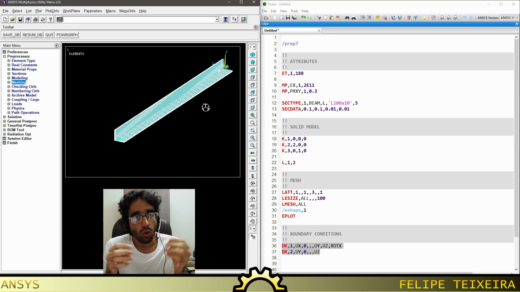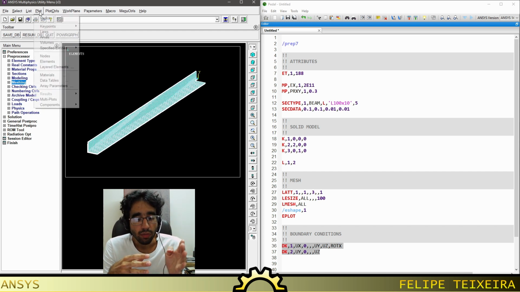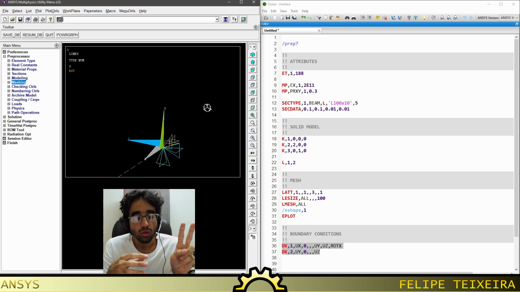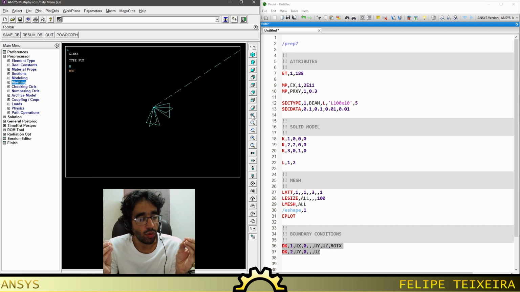This is done using command DK, which sets displacement for key points. I'm going to issue the command again with argument number 2, meaning key point number 2, and I'm going to constrain only displacements UY and UZ. So now I have generated supports for both extremities of the beam.